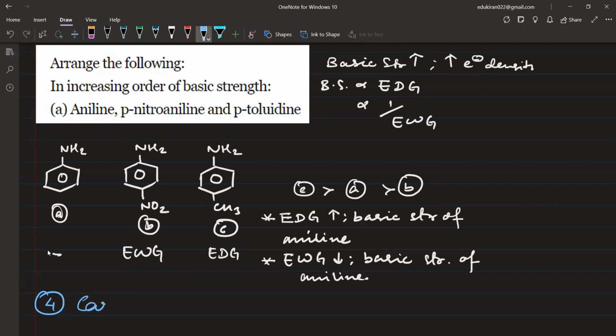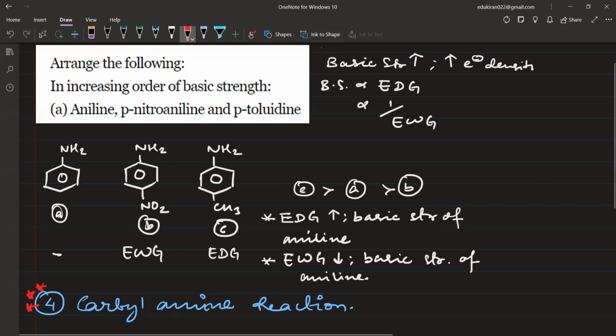Carbylamine reaction. This is a very important reaction. Carbylamine reaction. Those who are late, please take a screenshot. Dona, Atif, you guys just joined. Please take a screenshot and write carbylamine reaction.